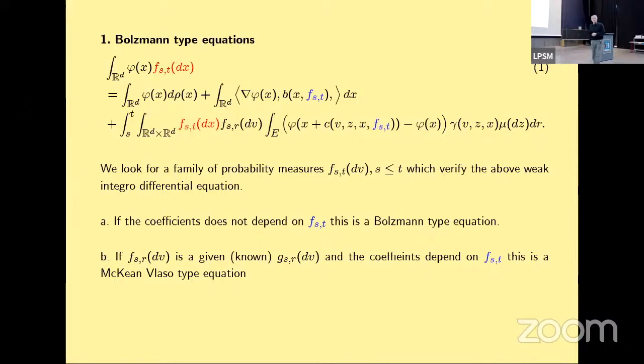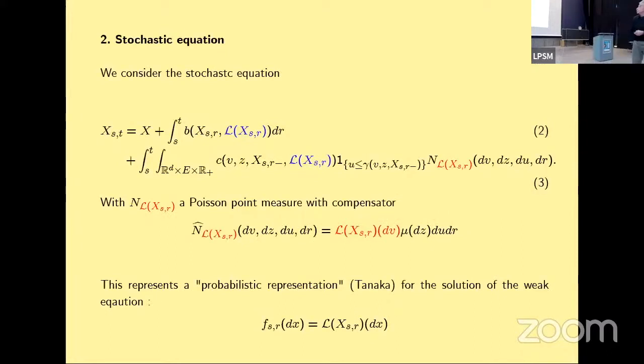This is the stochastic equation. We can rephrase the same problem in terms of stochastic equations. So you have here a stochastic equation with jumps. You have a term which represents jumps, and you also have a drift. And the specificity of this equation is that if there were nothing blue here and nothing red here, this would be a standard jump type equation.